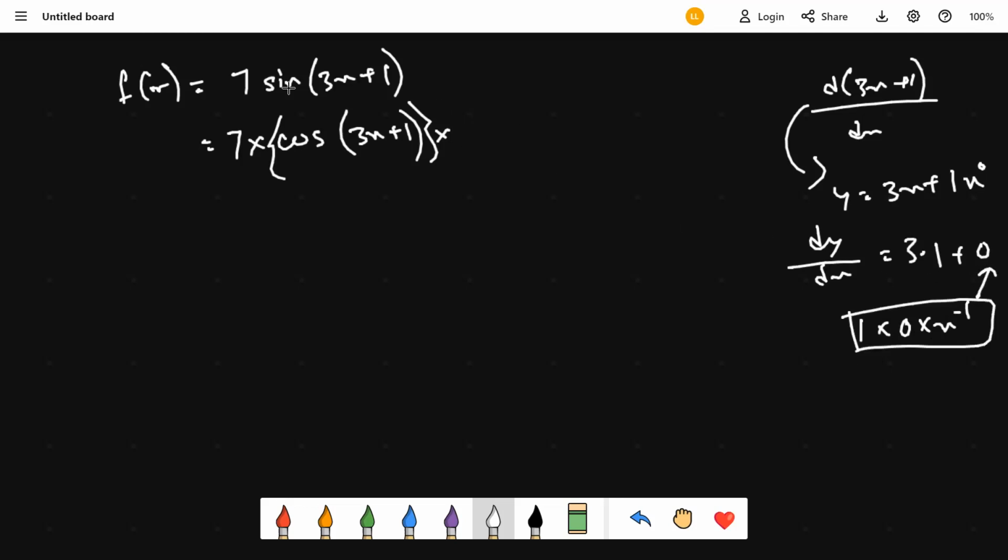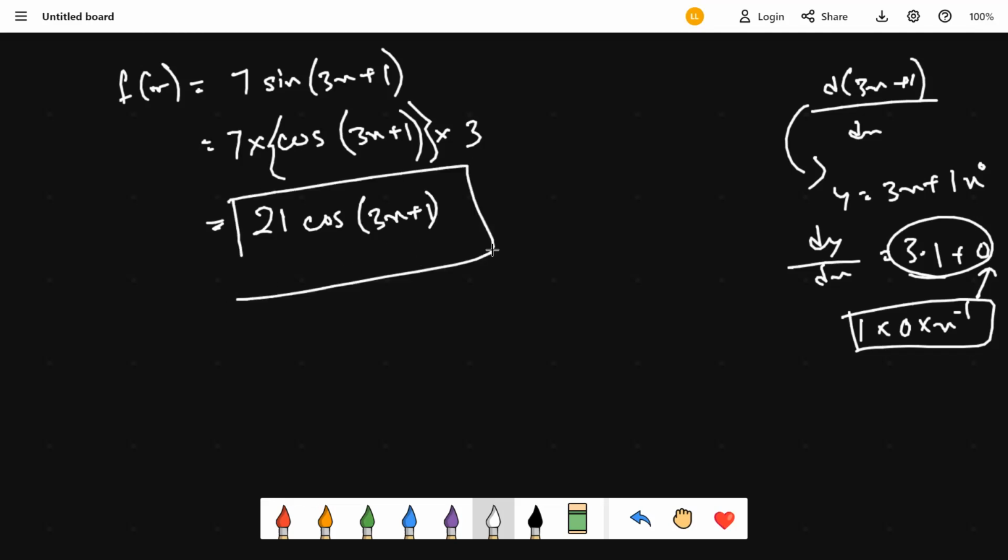So that means the differentiation of the innermost function is actually 3 plus 0, which is 3. So our final result is 3 times 7, 21 cos 3x plus 1. Okay, that's our final result.